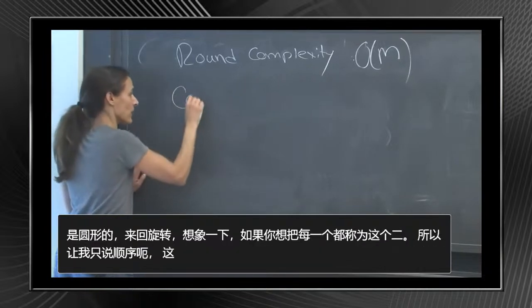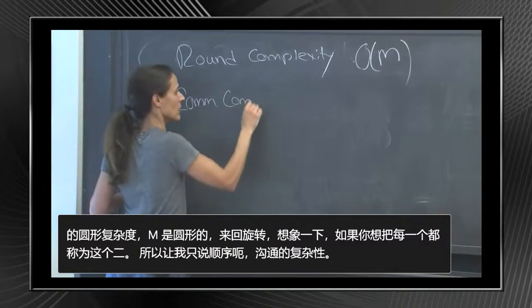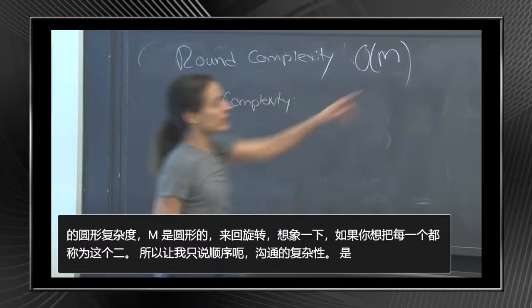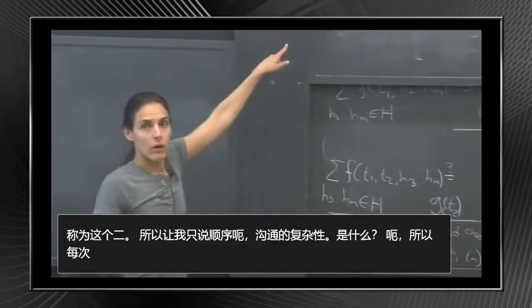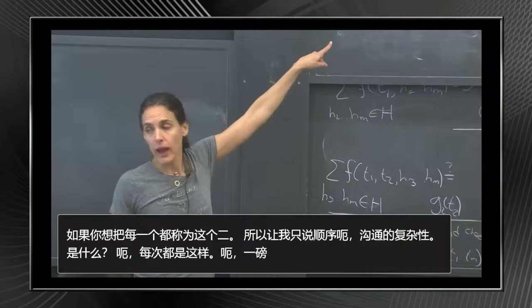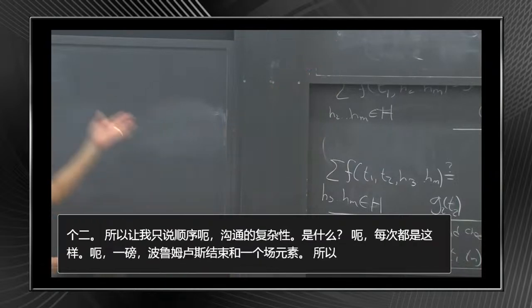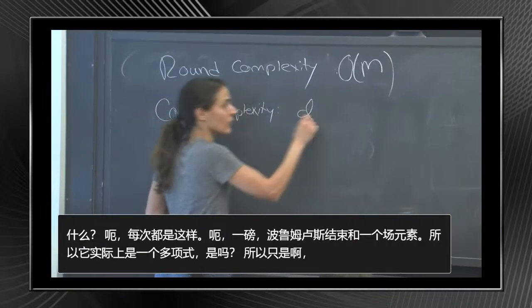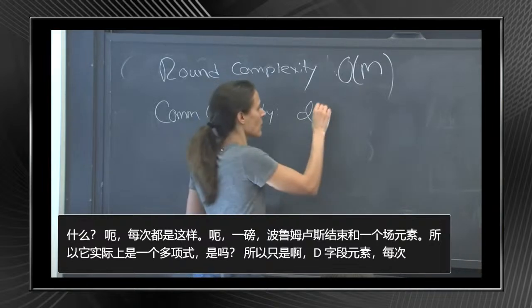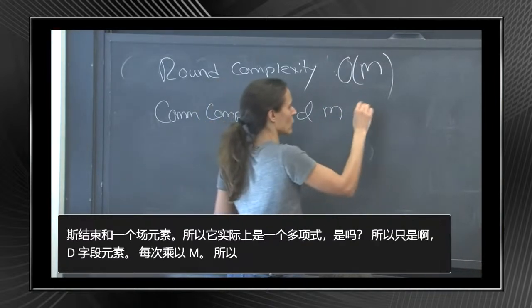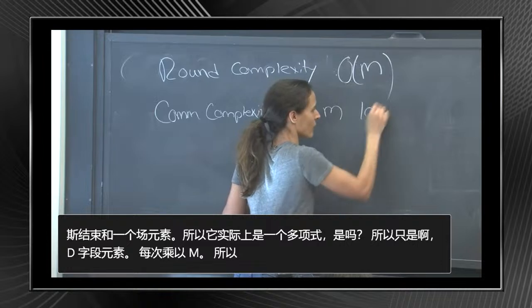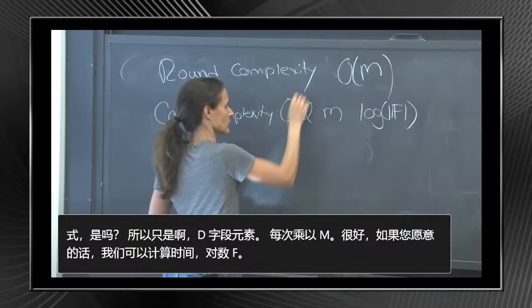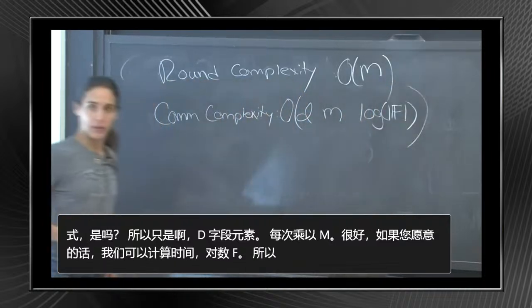The communication complexity is what? Each time, one polynomial is sent and one field element. A polynomial of degree d is just d field elements each time, times m. So fine, we can multiply by log F if you want to. So that's the communication complexity.